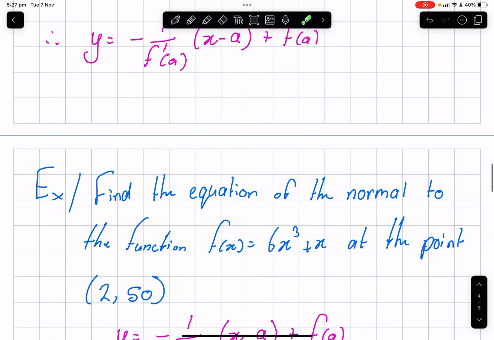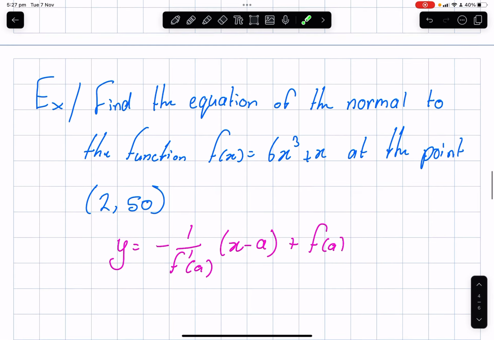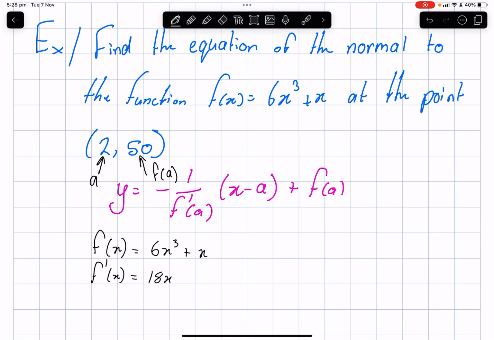So let's have a look at another example. Find the equation of the normal to the function f of x equals 6x cubed plus x at the point (2, 50). So step 1, find my a value. There it is. Step 2, find my f of a value. Substitute a into f of x if you need. We're given it again. Step 3 was find my derivative. So my original function is 6x cubed plus x. That means f dash of x is 18x squared plus 1.